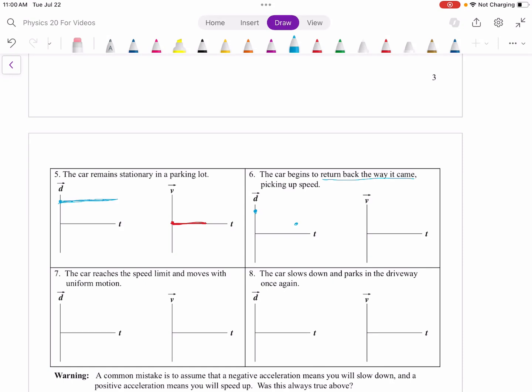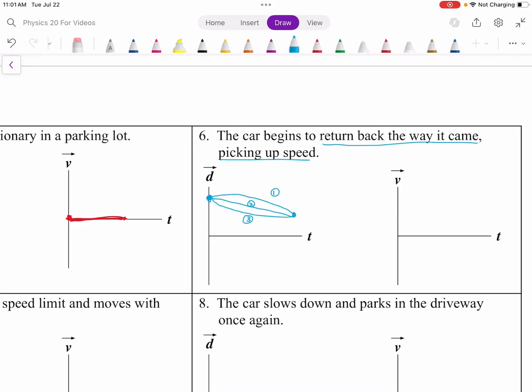But it's picking up speed. So it's getting faster and faster, okay? So we need to think about what the slope of this is going to look like as time goes on. Once again, I'm going to draw 3 options. I want you to think about which one shows it getting faster and faster back towards the home. Pause the video, choose one of those, and justify your response.